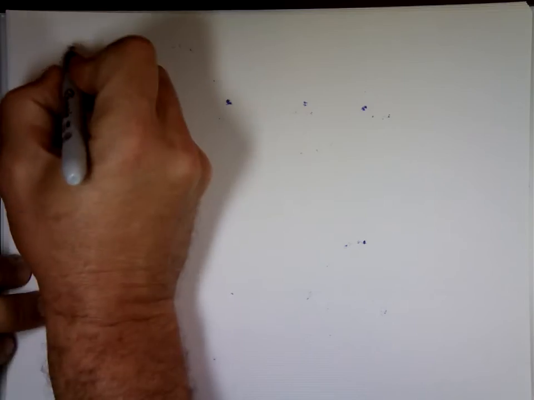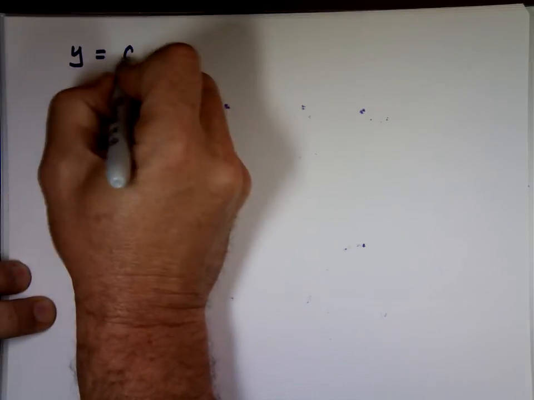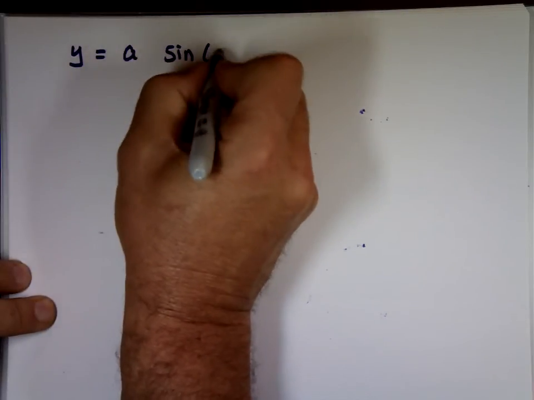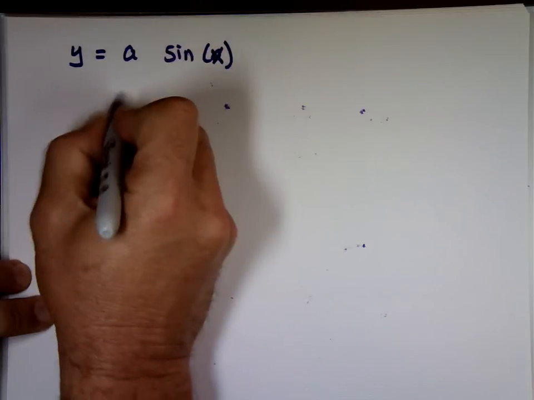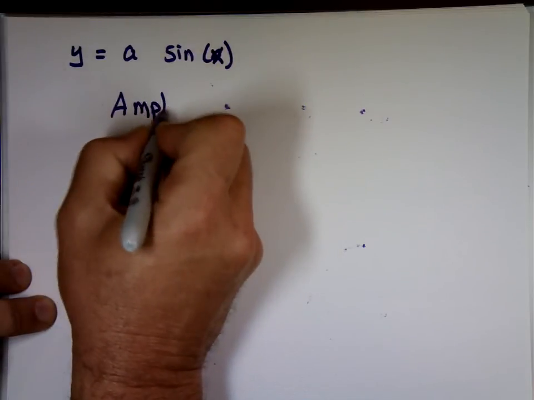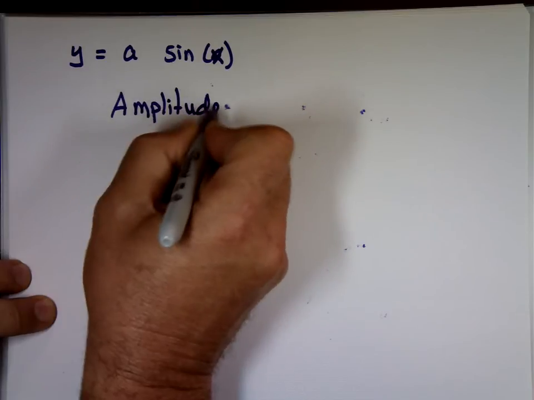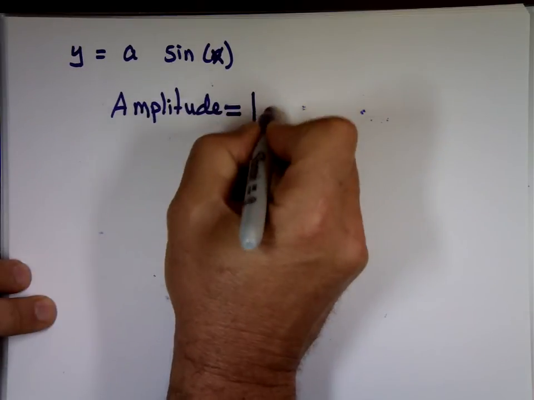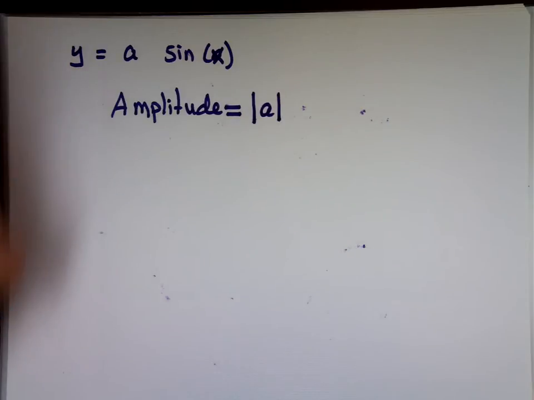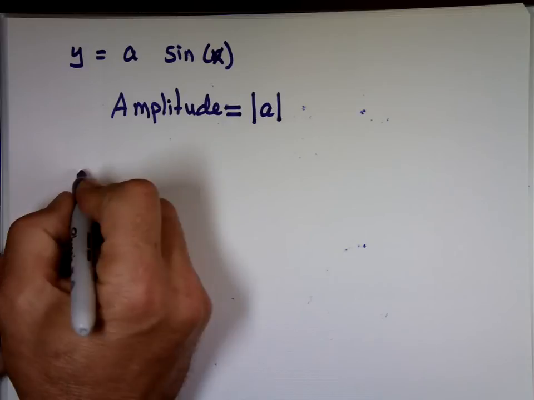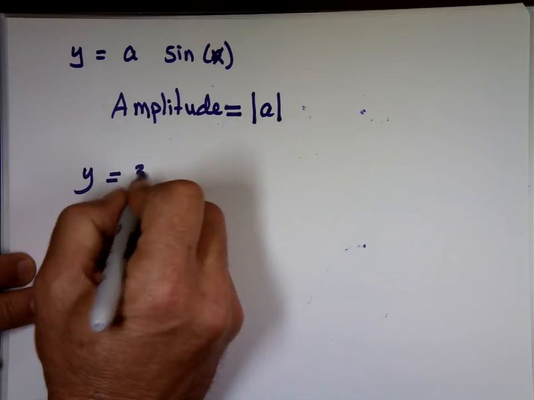So let's look at the number a, or the letter a. Graph y equals a sine of x. The amplitude, which is how high the graph goes, is always equal to the absolute value of a. Always. So the word amplitude means how high the graph is going to go. Now for an example, let's say I want to graph y equals 3 sine of x.